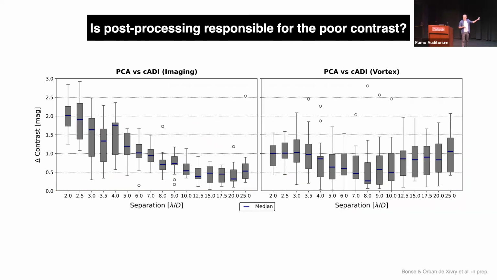So this is a similar plot to the ones I've shown you multiple times now. On the left is the comparison of PCA versus classical ADI. So how much do I gain by using PCA on imaging data? And on the right, the same for the vortex. As you can see, at small separations on the imaging data, you get really a big boost in post-processing, which for some reason is not there in the vortex data.